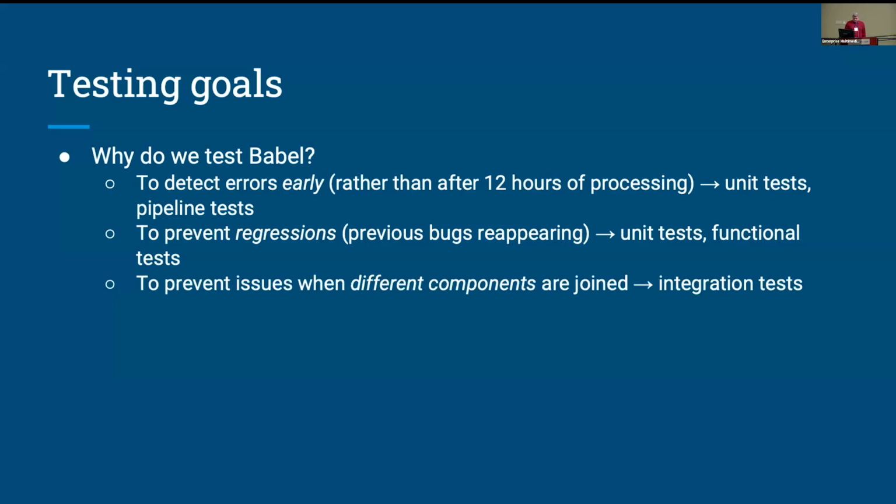We want to prevent issues when different components are joined. This is not really a huge issue for Babel because we mostly use our own internal formats, and it's only really like 2 internal formats that we use. So it's pretty uncommon for one component to produce something that another component then fails to read or reads incorrectly.